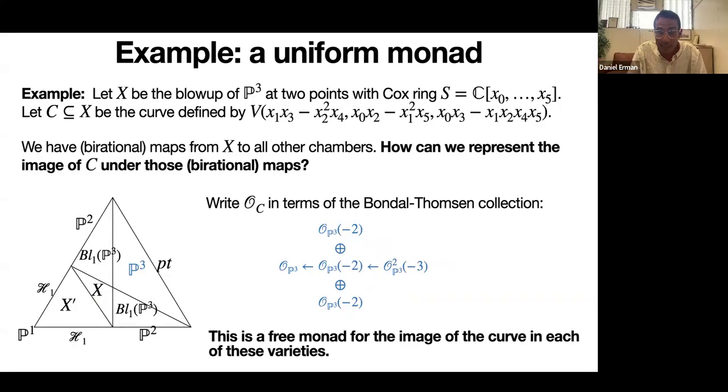And so again, this is an example of what I mean by uniform geometry. You get a uniform free complex that describes what's going on in all of these X's simultaneously. And the algebraic methods allow you to access and analyze these things in a sort of uniform way.